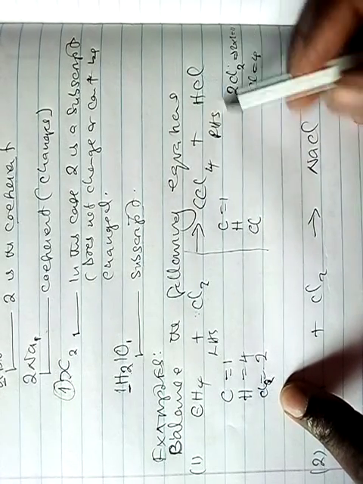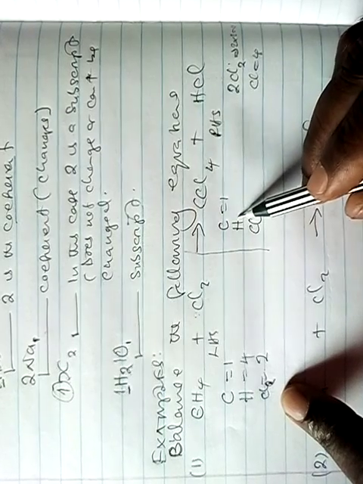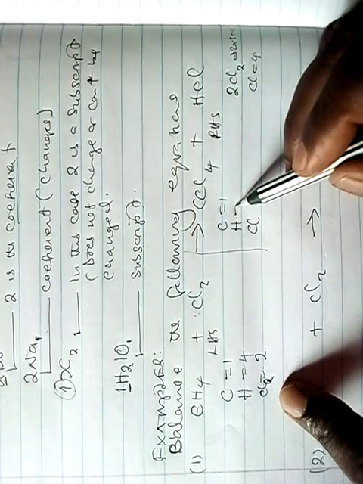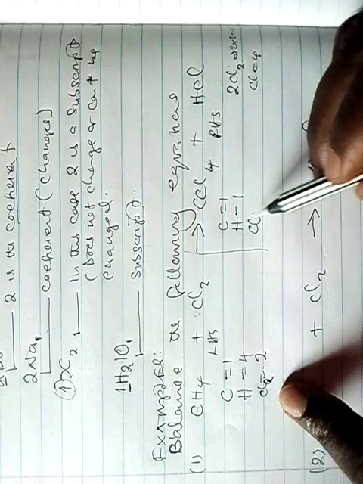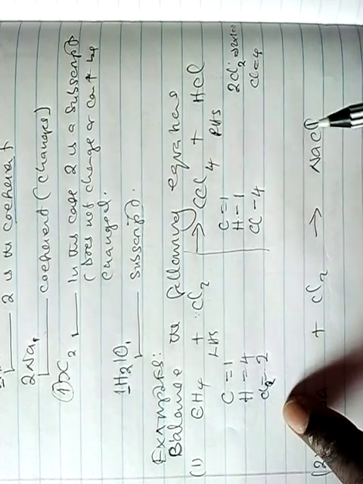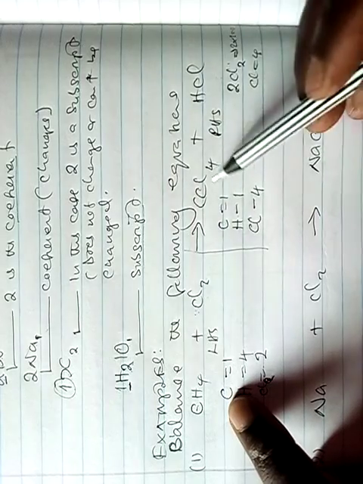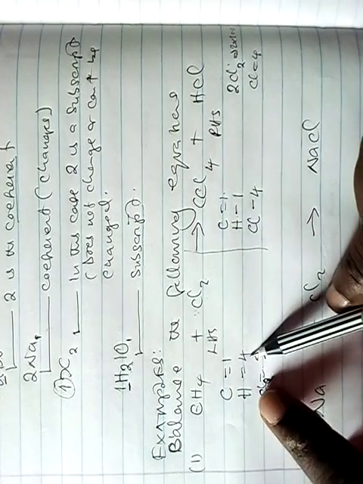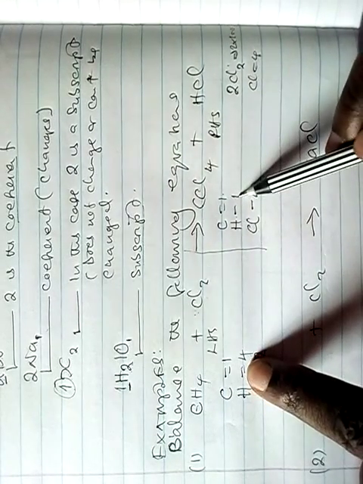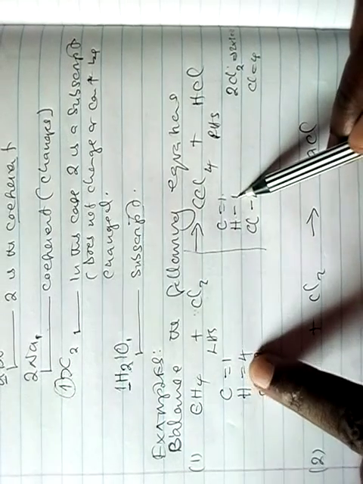So here this is hydrogen, here we have what? 1. Then chlorine here we have what? 4. So now we start comparing. Carbon 1. So this has balanced. Hydrogen 4 here, hydrogen 2 here. So there is a problem here.